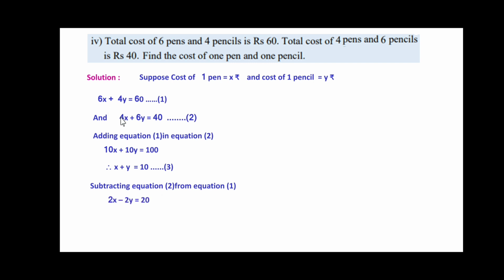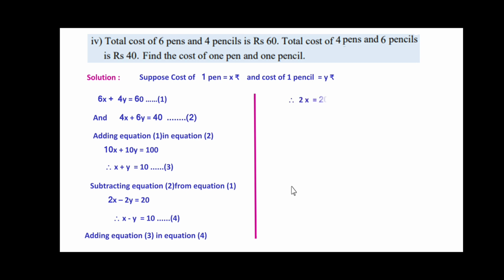Now we're subtracting equation 2 from equation 1. We'll get 6x minus 4x is 2x, 4y minus 6y is minus 2y, is equal to 20. Divide both sides by 2. We'll get x minus y is equal to 10. Equation 4. Now consider these two, 3 and 4, and try to attempt. Now adding equation 3 and equation 4, we'll get that y cancels. In equation 3 it is plus y, in equation 4 it is minus y, both cancel. x plus x is 2x is equal to 20. Therefore x is equal to 20 upon 2. Therefore x is equal to 10.